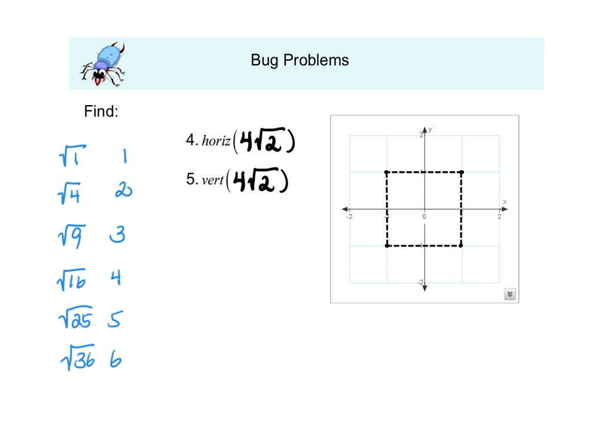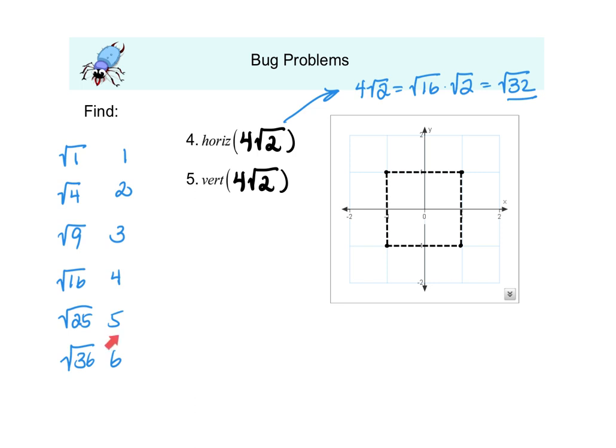Now, 4 root 2 is kind of hard to interpret, but if I change it so the 4 is underneath that radical, it makes it easier. 4 square root of 2 is equal to the square root of 16 times the square root of 2, which is equal to the square root of 32. Now, looking at that, I can see that 4 square root of 2 is somewhere between 5 and 6. It's between square root of 25 and square root of 36.